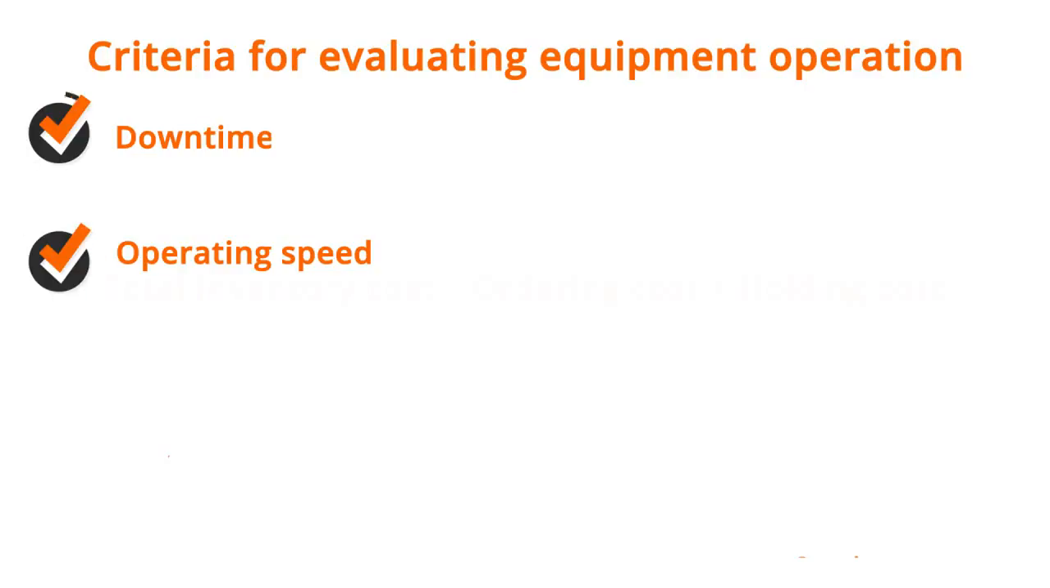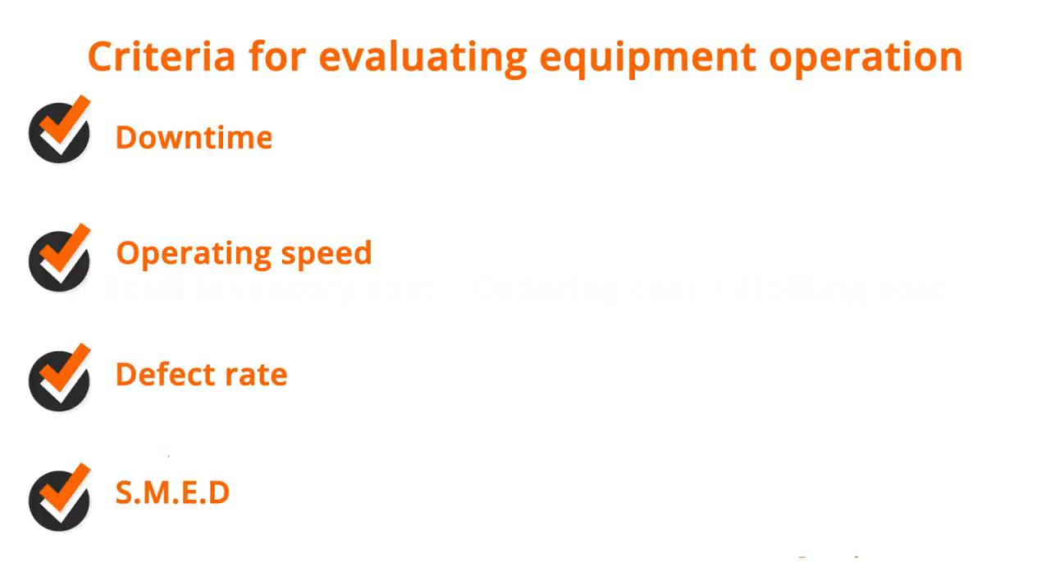The third one, defect rate. And lastly, the SMED. What does SMED mean? Single minute exchange of die. This is a practice Toyota uses to reduce its time of changing broken parts on the assembly line to 1 minute so as to maximize use of equipment and increase speed of production.